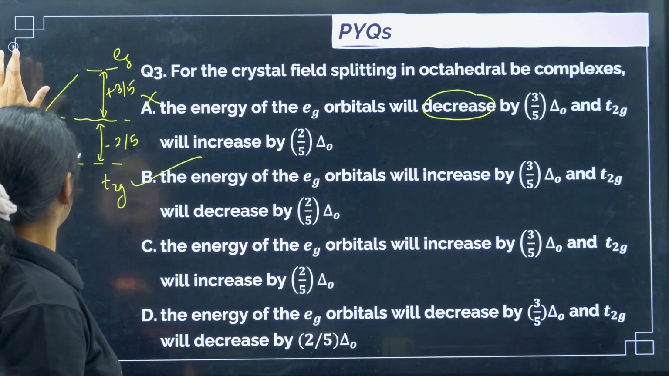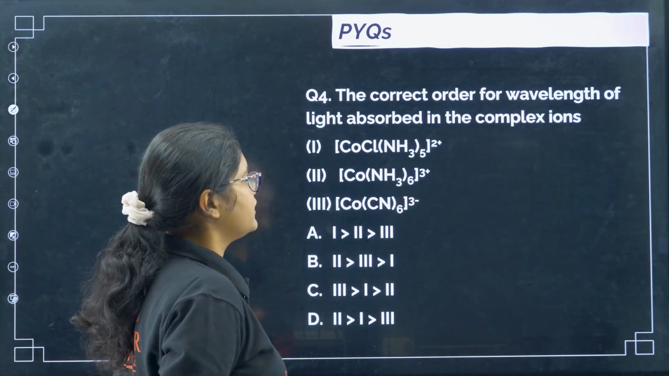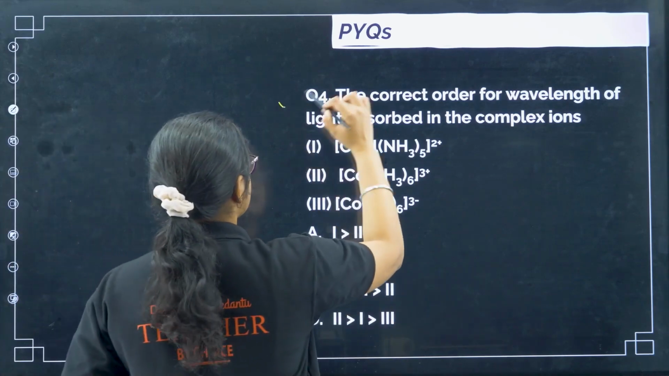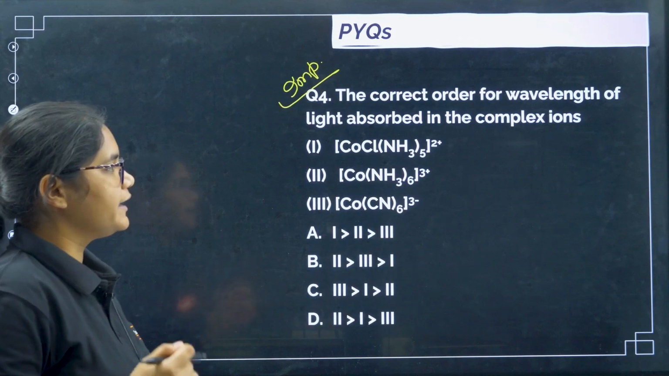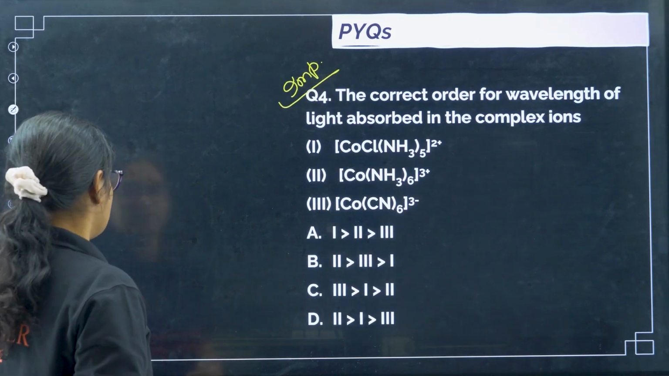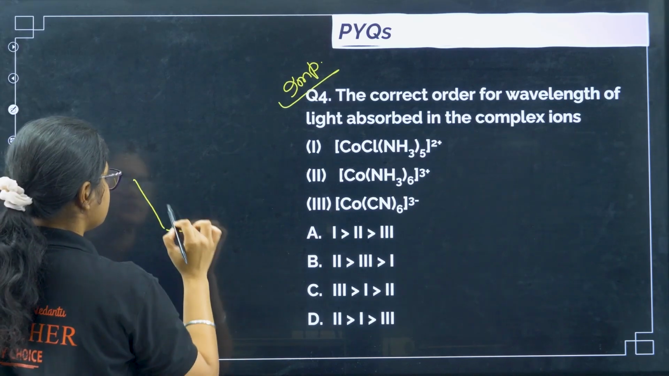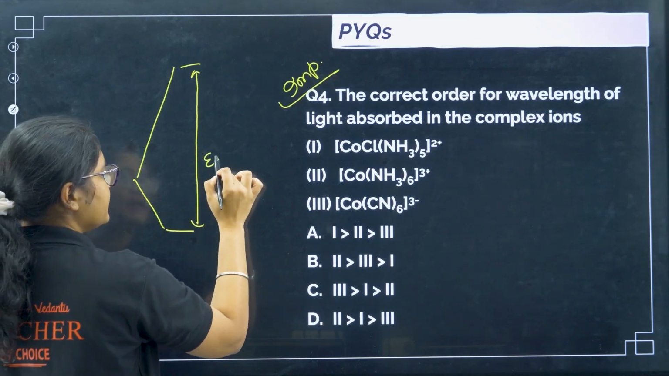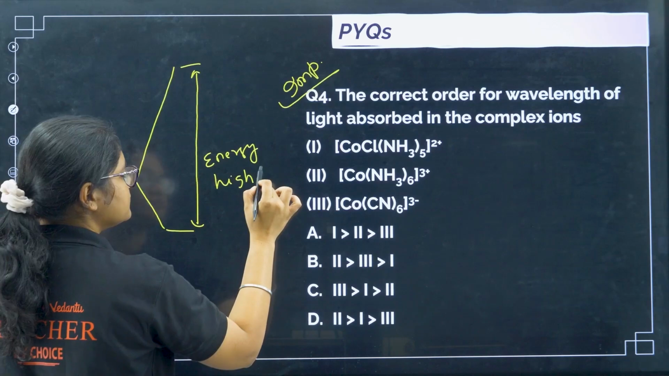Okay. Next, correct order for the wavelength of the light absorbed in the complex ion is. So this is also a very important question. See, when you are saying the correct order for the wavelength of light absorbed in the complex ions, when I have a very strong field ligand, what will happen? If I have a very strong field ligand, the splitting will be very high. This energy is high, right? So that means light of high frequency will be absorbed, right?